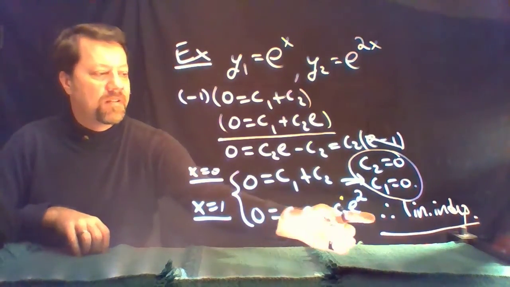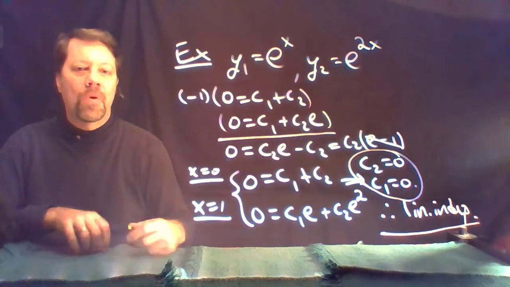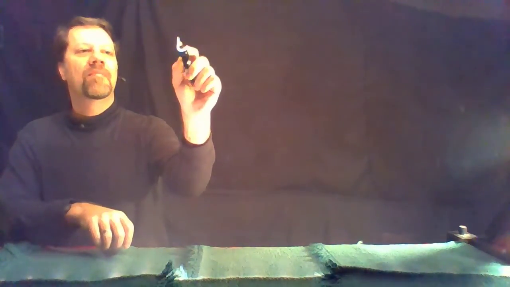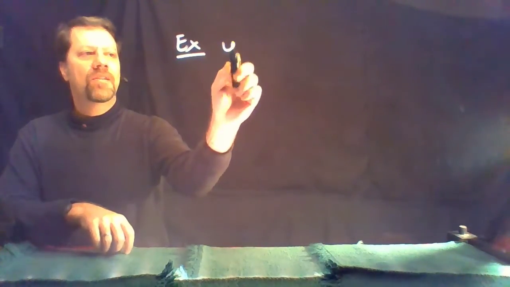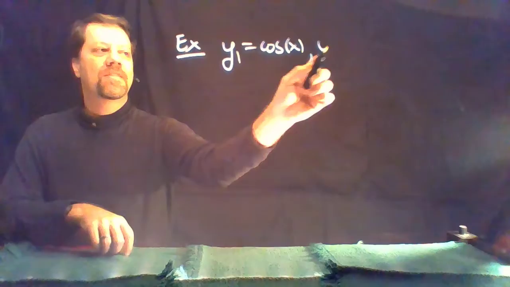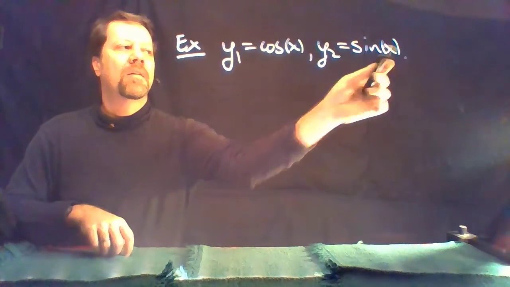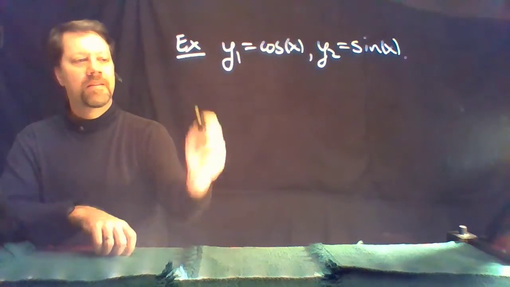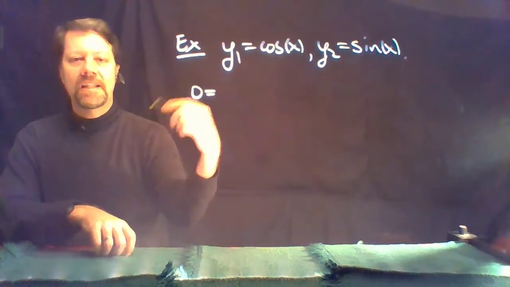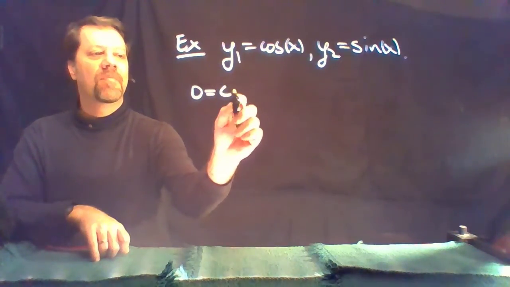A triangle with 3 dots like this means therefore. Let's do one more example. Let's look at y1 equals cosine of x, y2 equals sine of x. Are these linearly dependent or are they linearly independent?